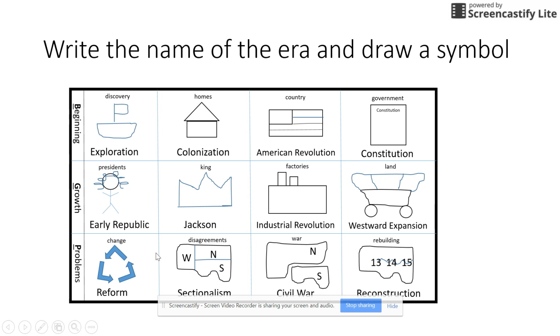And so then I'd have the students listen to me again and say, all right, listen to my summary and you repeat after me. During the Reform era, many people wanted to change America for the better and abolish slavery. During the sectionalism era, people disagreed about whether we should abolish slavery. During the Civil War era, we went to war with each other over the issue of slavery. And during the Reconstruction era, we rebuilt our country with no more slavery.